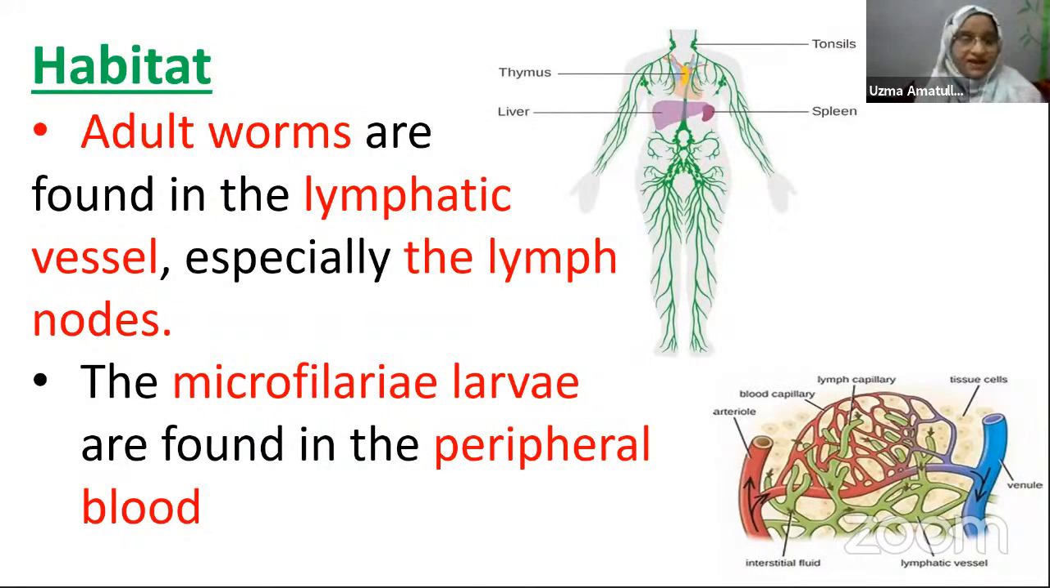Now habitat, where this parasite lives. Now what is the lymphatic system? Here I will explain to you. These worms are present in the lymphatic vessels and especially the lymph nodes. Now here, blood vessels we have studied in 10th class, and we have also studied the lymphatic vessels, the lymphatic system. What is lymph? So here this green color you see, this is the lymphatic system. This network is there throughout the body.